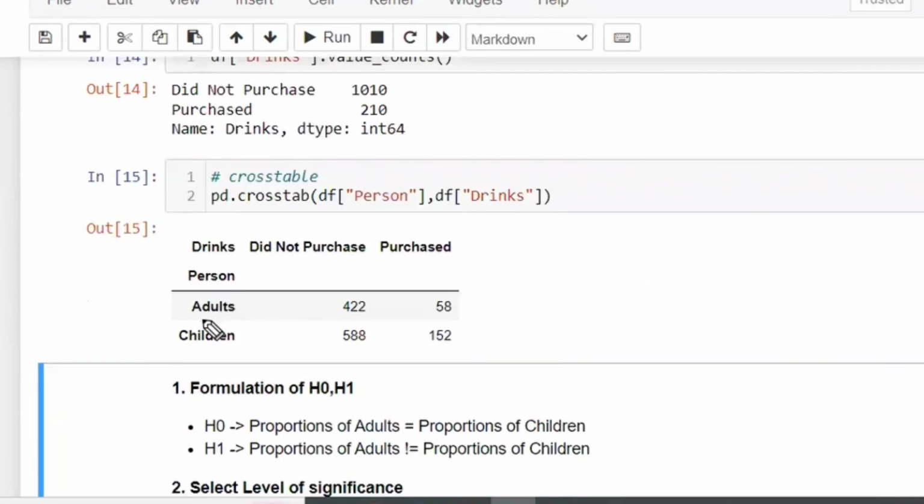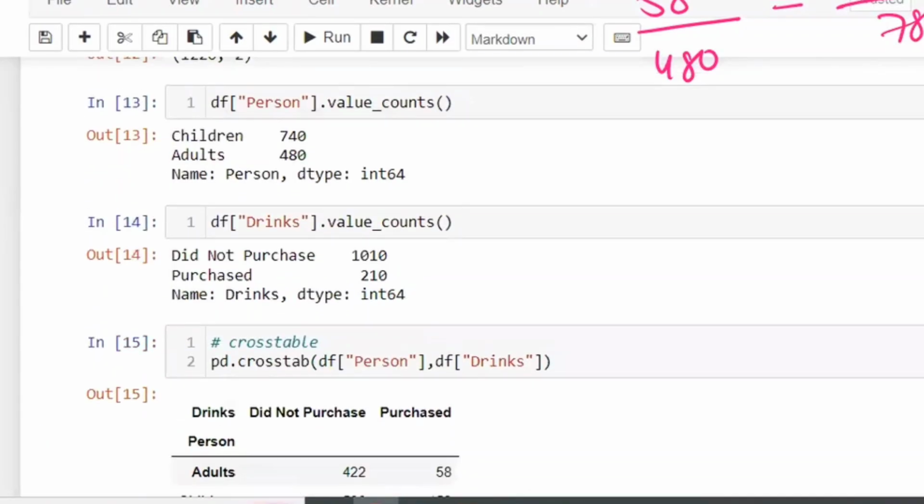Now you can see this. Within the total adults of 480, out of 480, 422 have not purchased and 58 only purchased. And among the children, 152 purchased out of 740. Now the question is whether 58 divided by 480 is equal to 152 divided by 740 or not. The proportion of buying by the adults and the proportion of buying by the children, are both the same or not? That is the question.